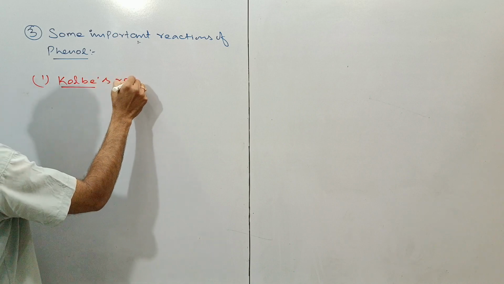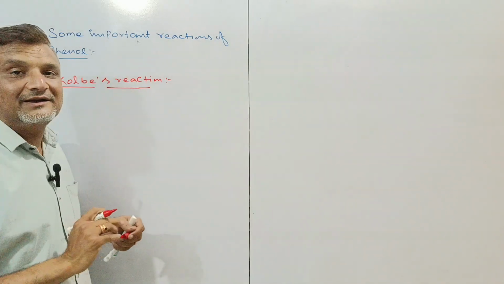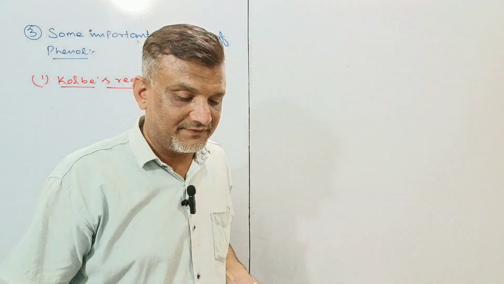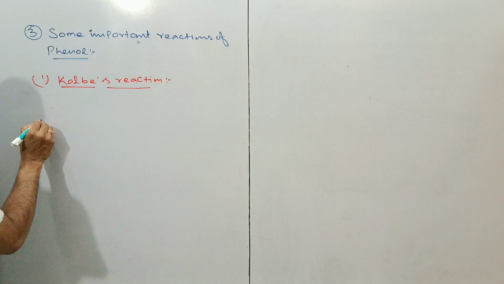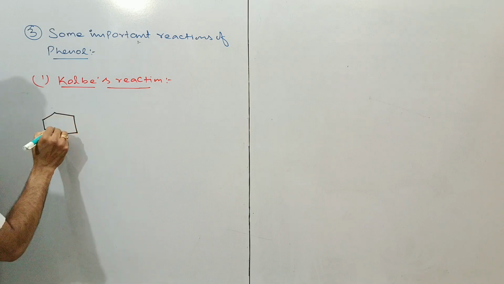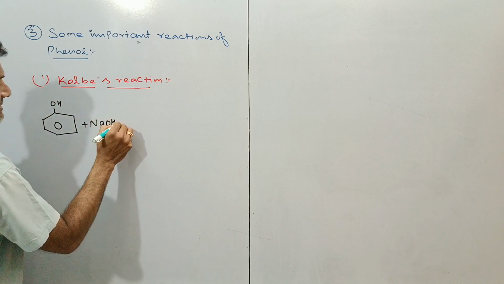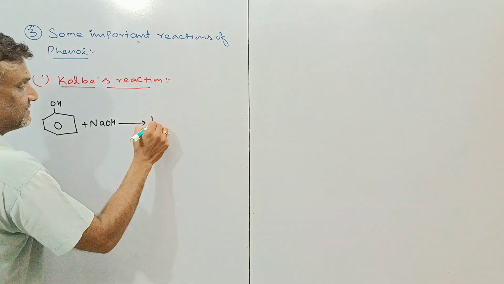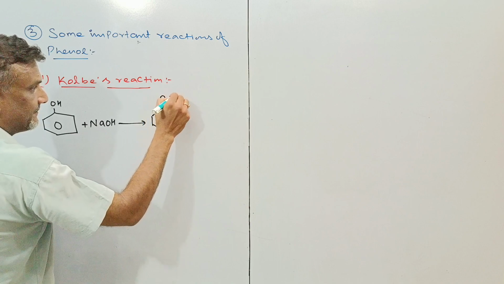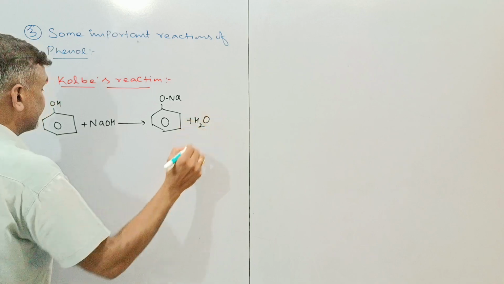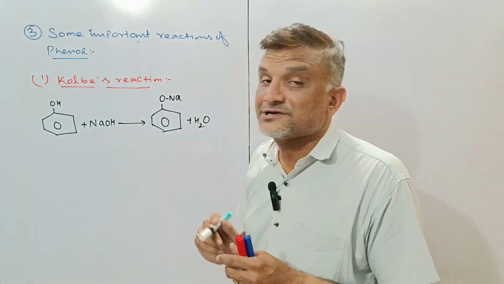Kolbe's reaction. It's not Kolbe's electrolysis, because there are a lot of similar words in organic chemistry. So first of all, we'll go with Kolbe's reaction. This is phenol, and as we all know, phenol is acidic in nature. That's why on reaction with NaOH, first of all it forms the salt like this, ONa, with the removal of water.